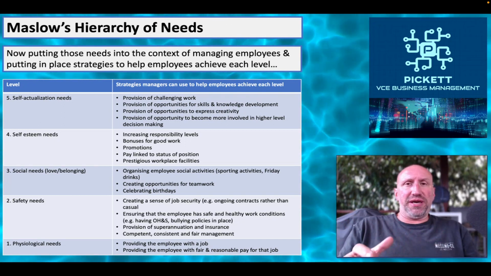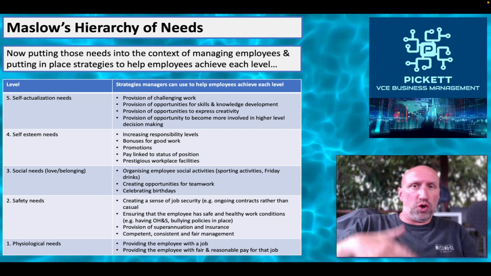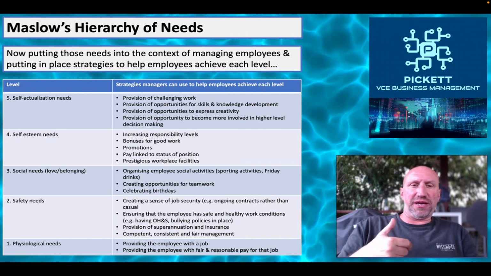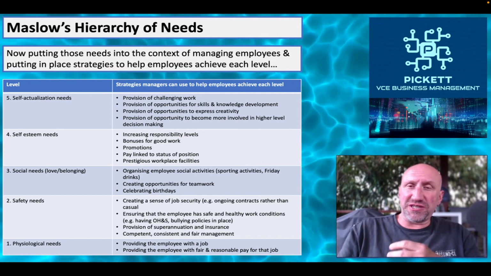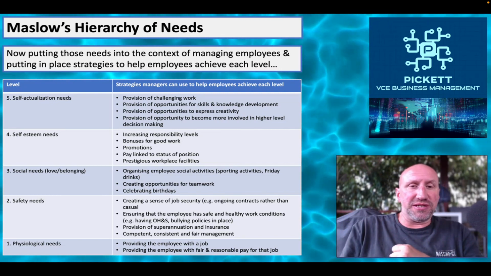So now our employee, we've put that stuff in place. Now our employee is definitely feeling okay. We've got a job. It's an ongoing job. I feel safe. I feel part of the team. What's now motivating me? Now self-esteem becomes a motivator. So now achieving greater responsibility.